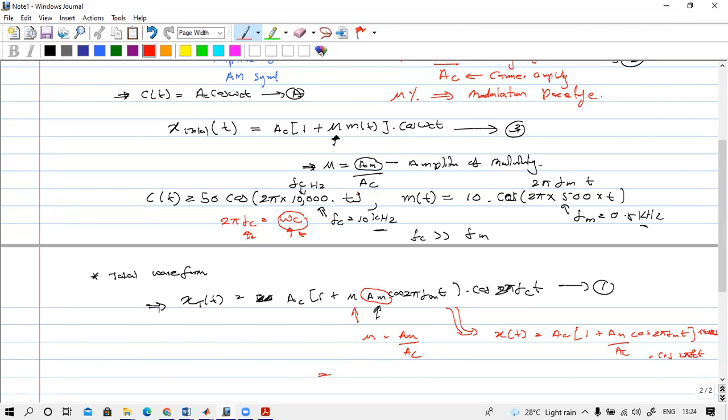If I simplify it further, this AC and AC cancel out and AC will come out here. So we will get the signal as AC AM cos 2π fm t cos ωc t. Here in our example, it is in 2π fc t form. So we can write this. This is the correct one.